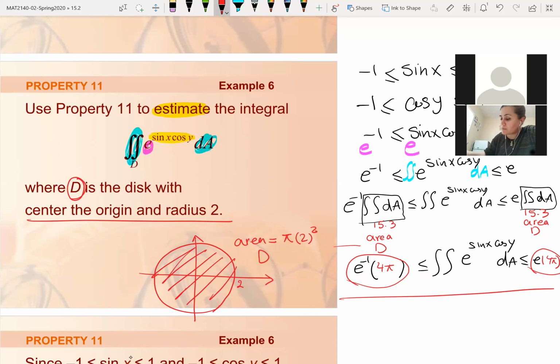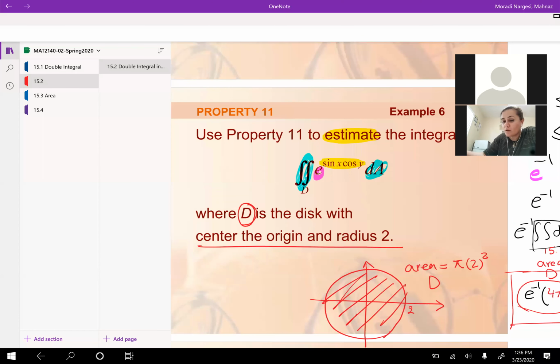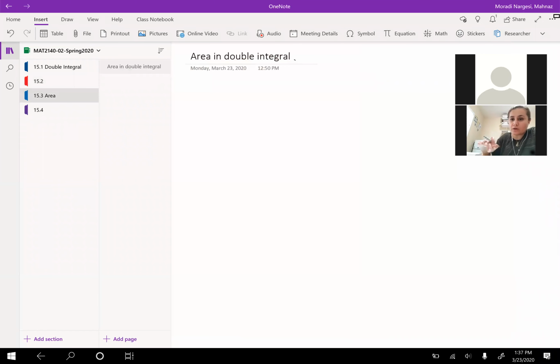Any question about this one? Does it make sense? Okay, move on. So let's just move on to the 15.3.